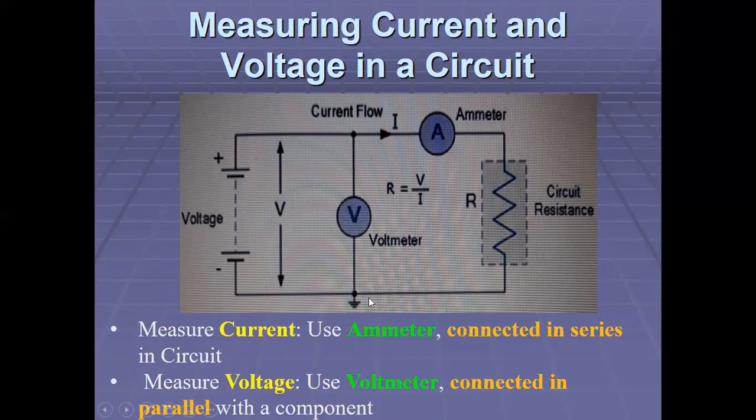So for the battery, we can measure here. For this one, there is only one resistance. Also, we can get the voltage difference or potential difference for this circuit.